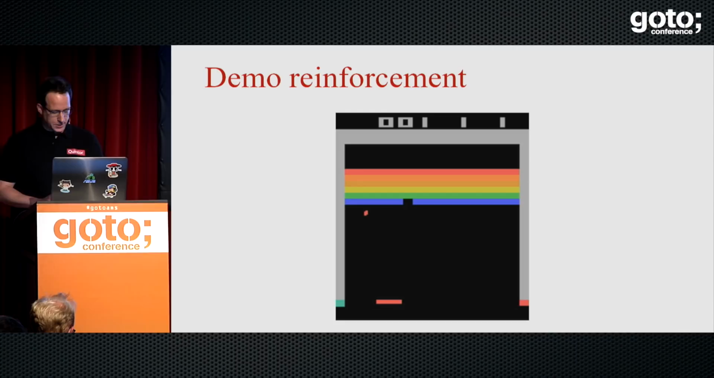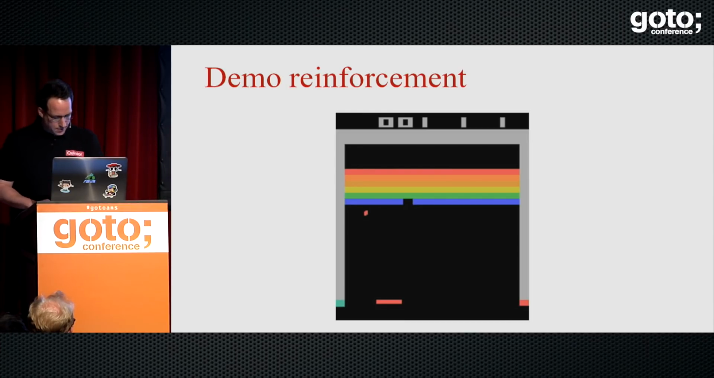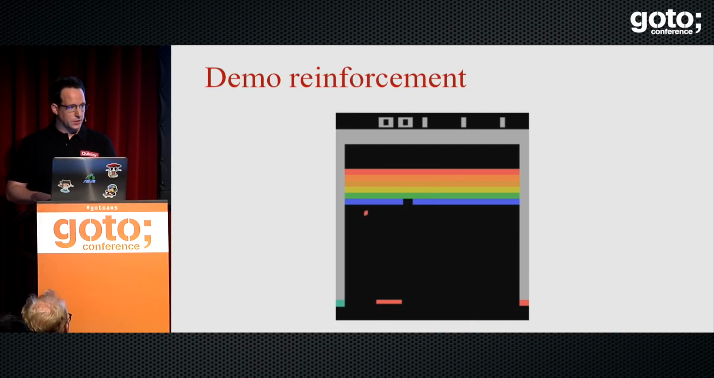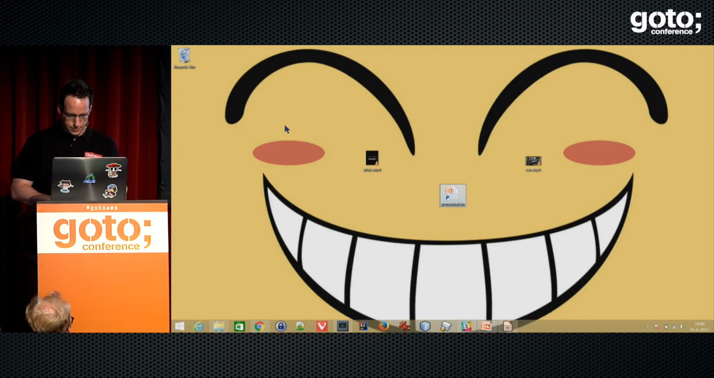Well, a nice example is actually this game. Most of you know it, right? Breakout. It's an Atari game, and it was actually used by DeepMind to train their models using reinforcement learning. It's also one of the reasons Google bought them. I would like to show this.